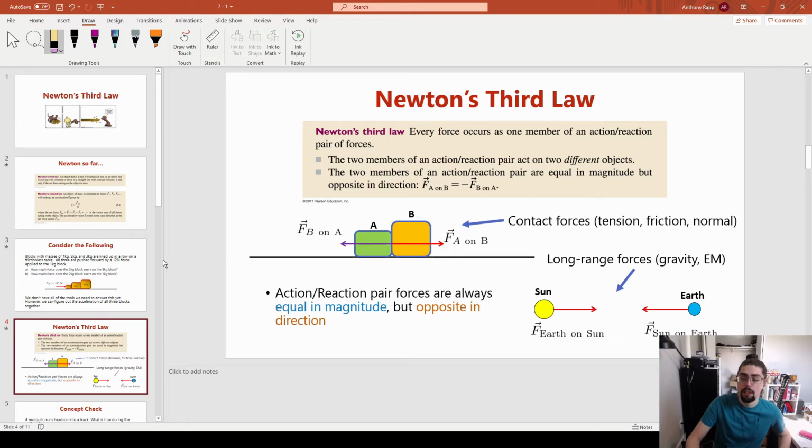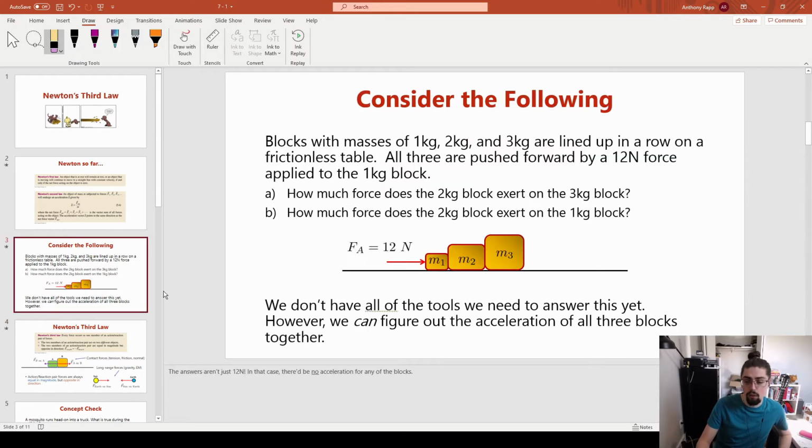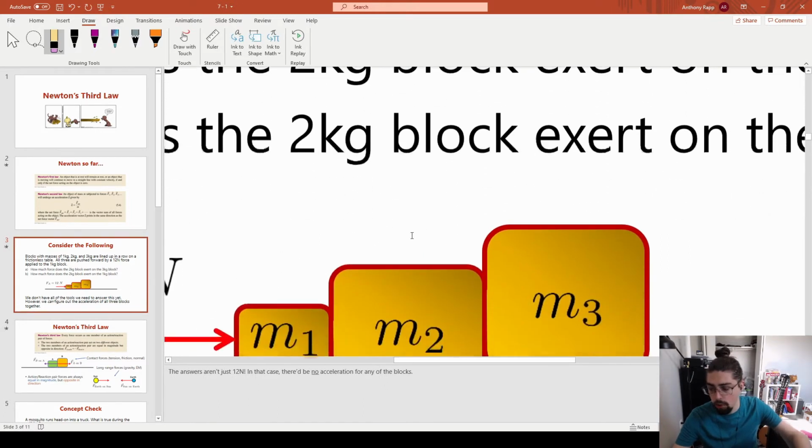If I have two objects and they're exerting forces, they're going to be exactly equal in magnitude but opposite in direction. That is, we go back to this picture. We zoom in if we want to get really crazy with it. My zoom in buttons don't work? Okay, that's fine. I'll just do this manually.